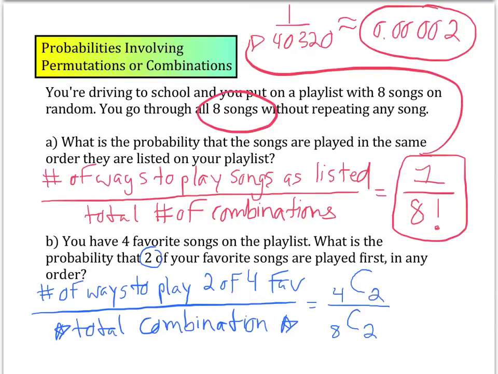So, once again, let's recap. The total combination, we had 8 songs, and want to figure out how many different ways you can choose 2 of them. Now, on the top, we want to figure out the number of ways to play 2 of the favorite 4. So, of our 4 favorite songs, we had to figure out how many different ways we can choose 2. Then, when we do these numbers out, we end up with 3 over 14, or about 0.2. So, I think this first step is crucial for you to understand what's happening in the problem. And in this part, you have to remember the combinations.